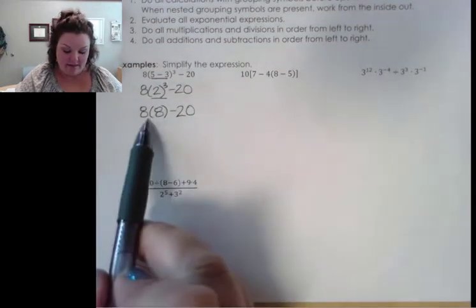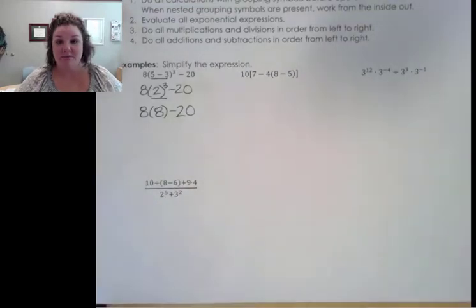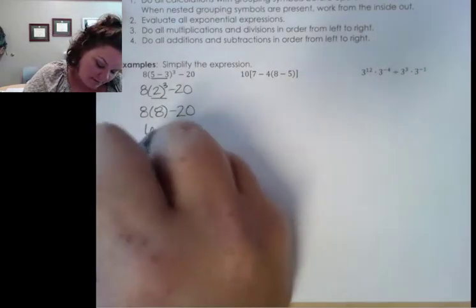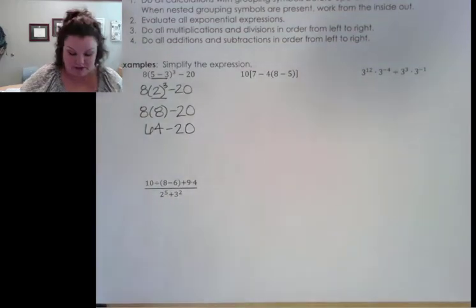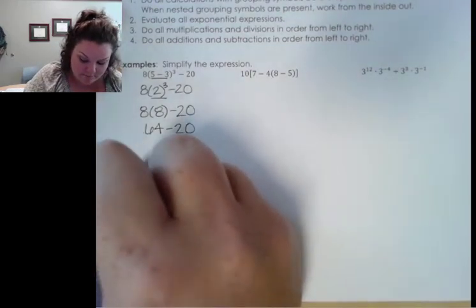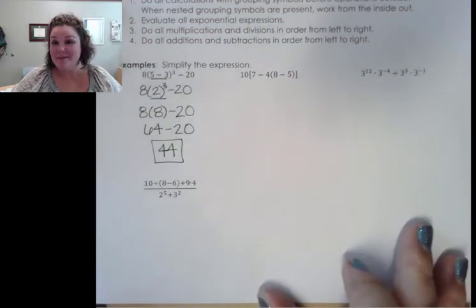And now I have a multiplication and a subtraction. Multiplication comes first. So I'm going to do 64 minus 20. And then I just do the subtraction. So I get 44. Okay, not too bad maybe.